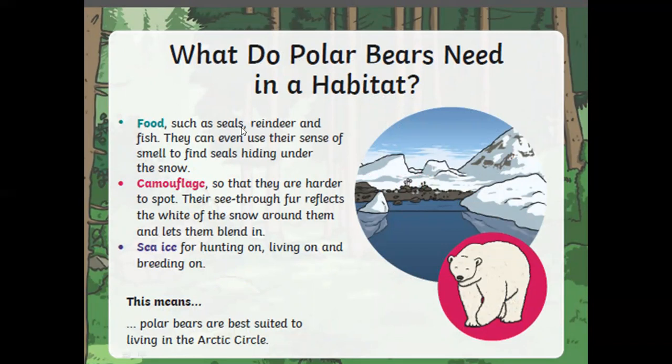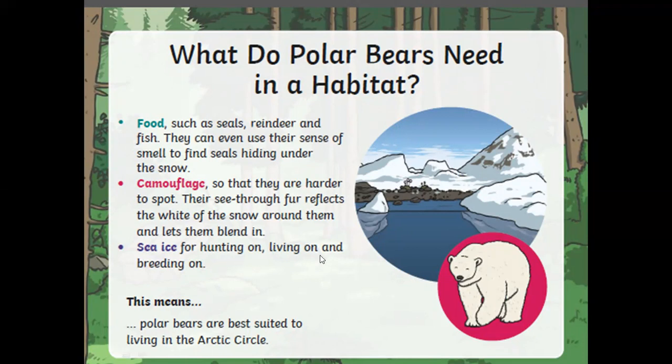Polar bears need prey such as seals, reindeer, and fish. They can even use their sense of smell to find seals hiding under the snow. Camouflage makes them harder to spot. Their see-through fur reflects the white of the snow around them and lets them blend in. So polar bears live in a white and cold place where they can easily blend in and no one can spot them easily.